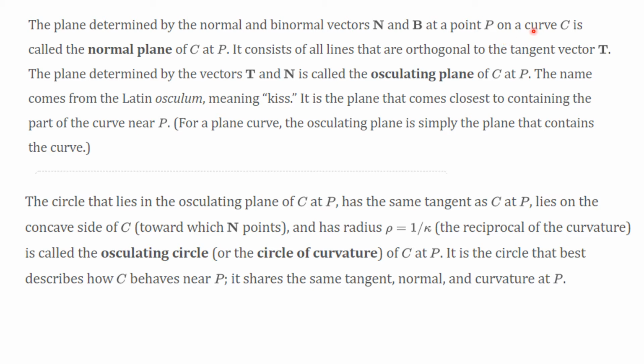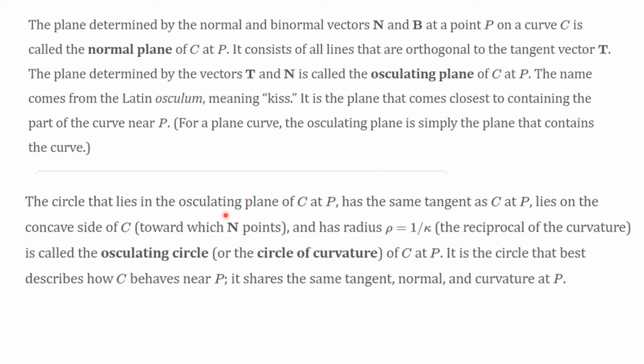The plane determined by the normal and binormal vectors N and B at a point P on a curve is called the normal plane of the curve at P. It consists of all lines that are orthogonal to the tangent vector. The plane determined by the tangent vector and the normal vector is called the osculating plane of C at P. The name comes from the Latin meaning kiss, and this is the plane that comes closest to containing the part of the curve near P. If we're dealing with a plane curve, the osculating plane is simply the plane that contains the curve.